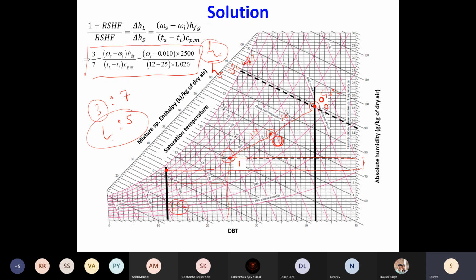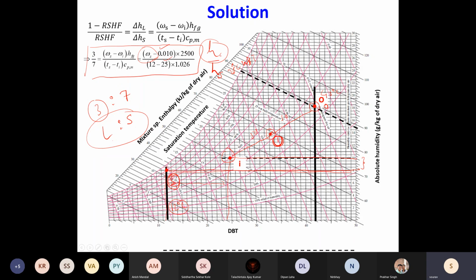And the temperature difference between I and S, that is given, 25 minus 12, so 13 degree, times the CPM would be your sensible enthalpy difference. So over here, you know this, this, this. You just get this omega S. So once you get the omega S, plot it over here. Wherever it intersects the 12 degree vertical line, that fixes your supply side condition.